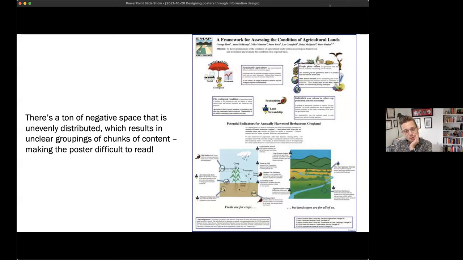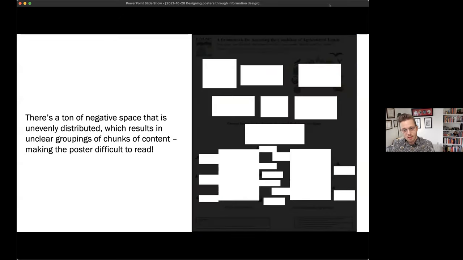So going back to this last poster example I showed a few slides ago, one of the reasons why this poster design doesn't work super well is that if we look at the negative space around all of the chunks of content in the poster, right? So all of this black ink here, this is the negative space around the primary content. That negative space is not evenly distributed. And that lack of even distribution results in making the groupings of the chunks of content really unclear. And when those groupings become unclear, the poster becomes difficult to read.